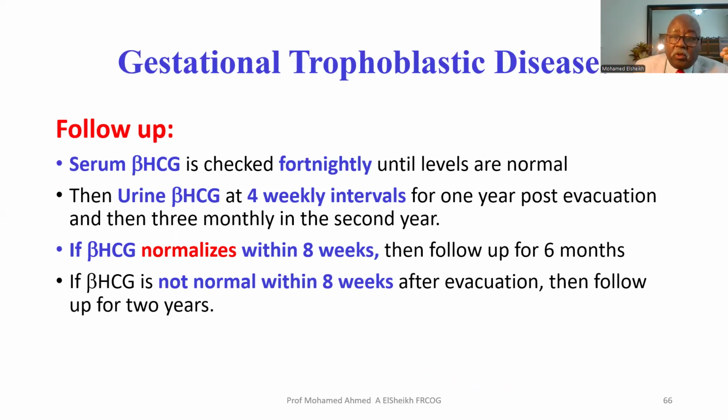If it did not come to normal level even after 8 weeks after evacuation, then follow-up should go for 2 years. I'll say that again. Serum beta HCG, do it fortnightly till it becomes normal. Generally, beta HCG becomes normal within 8 weeks, and the follow-up should go for 6 months. If the beta HCG did not come to normal within 8 weeks, the follow-up should go for up to 2 years.